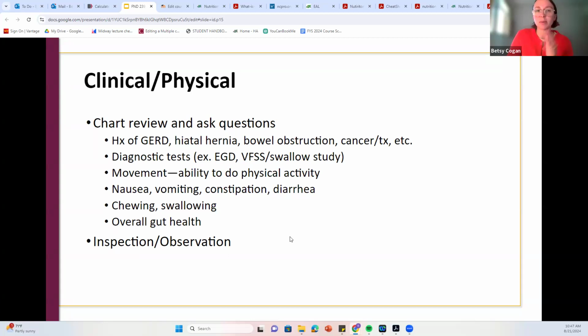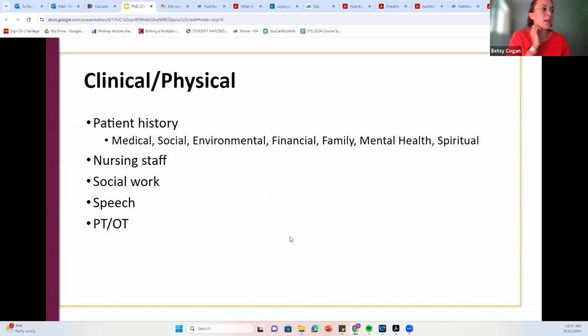So here we want to inspect their chart. We want to write down observations that we make related to clinical or physical data. And then we want to gain more data from the client. So this is client history. We want to be asking them about other influences that could matter when it comes to nutrition. So what's going on with these factors?